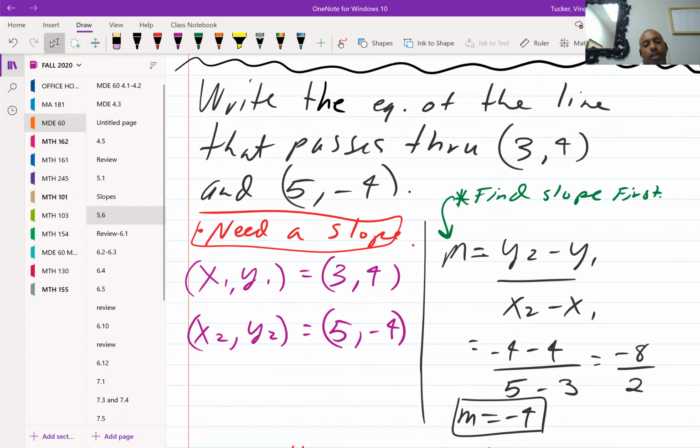So plug them in accordingly. y2 is -4, y1 is 4, so that's -4 minus 4. x2 is 5, and x1 is 3. So -4 minus 4 on top, which is -8, and 5 minus 3 on the bottom, which is 2. That simplifies to -4.